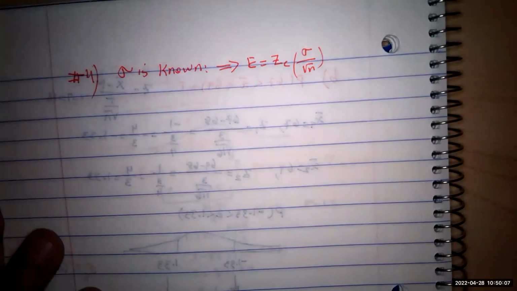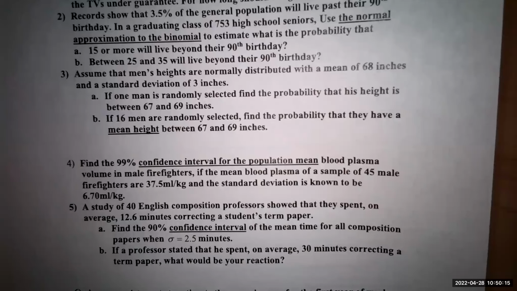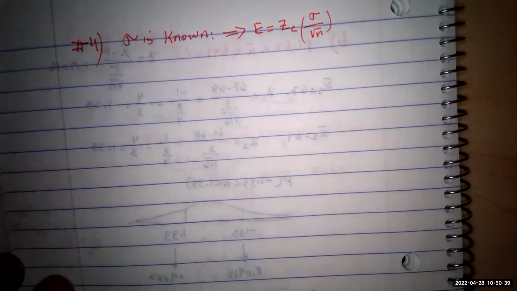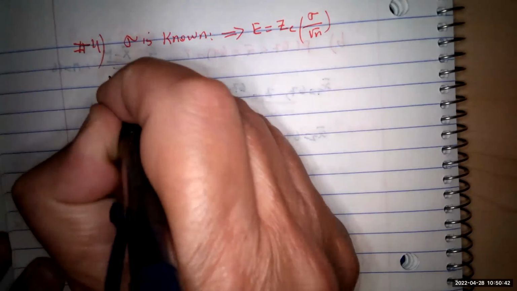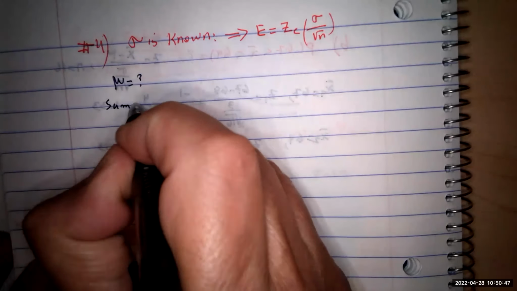We read the problem, and the problem asks for the 99% confidence interval for the population mean of blood plasma volume in male firefighters. A sample of 45 people has a mean of 37.5 and a standard deviation of 6.70. So you find out that this problem is about estimating mu, the mean. So I need sample information. What is sample data?